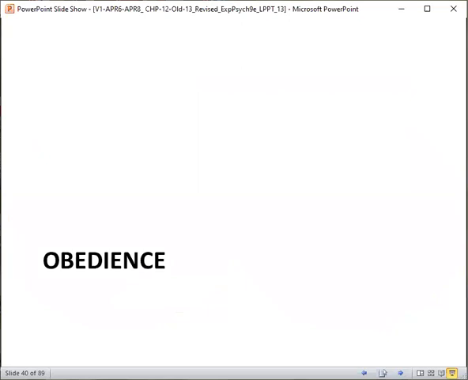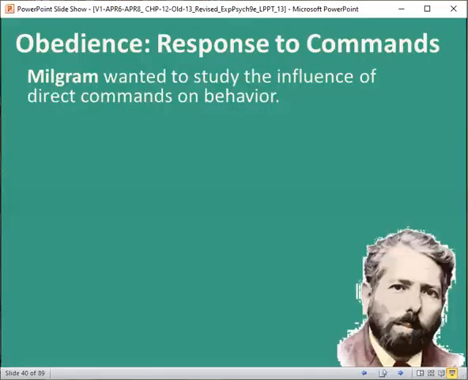Now let's talk about obedience, the big one. Obedience is this: response to commands. Milgram wanted to study the influence of direct commands on behavior. Why did he want to study this?